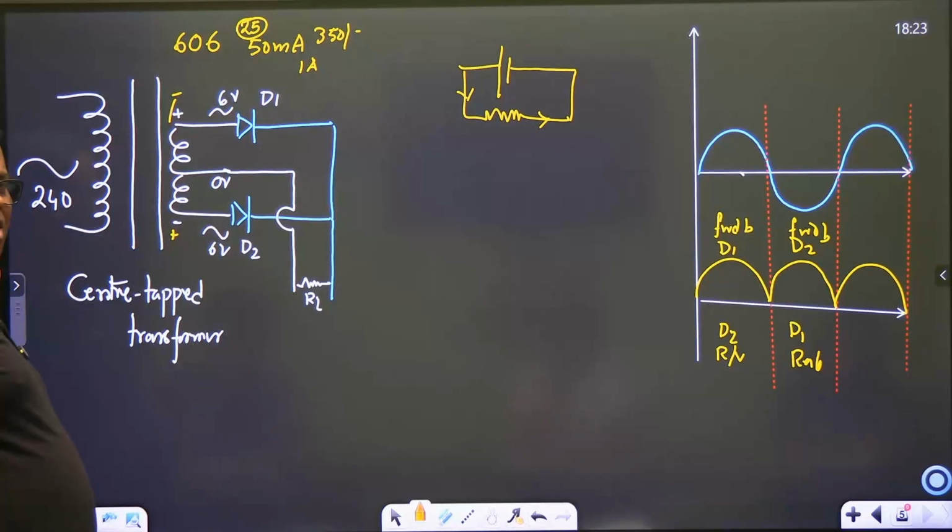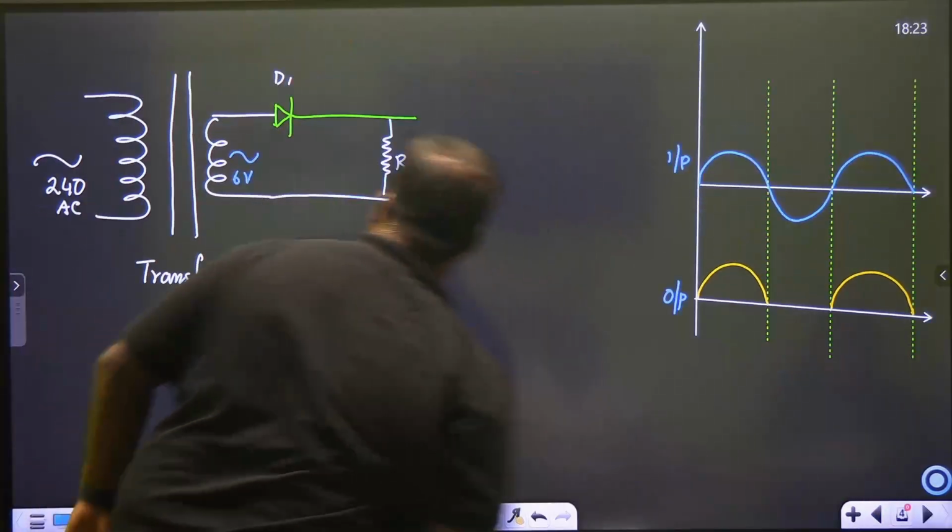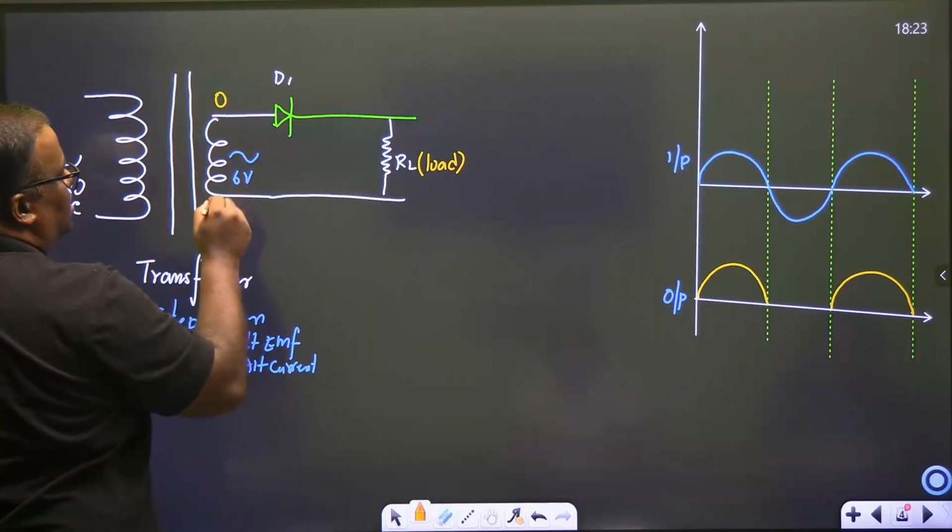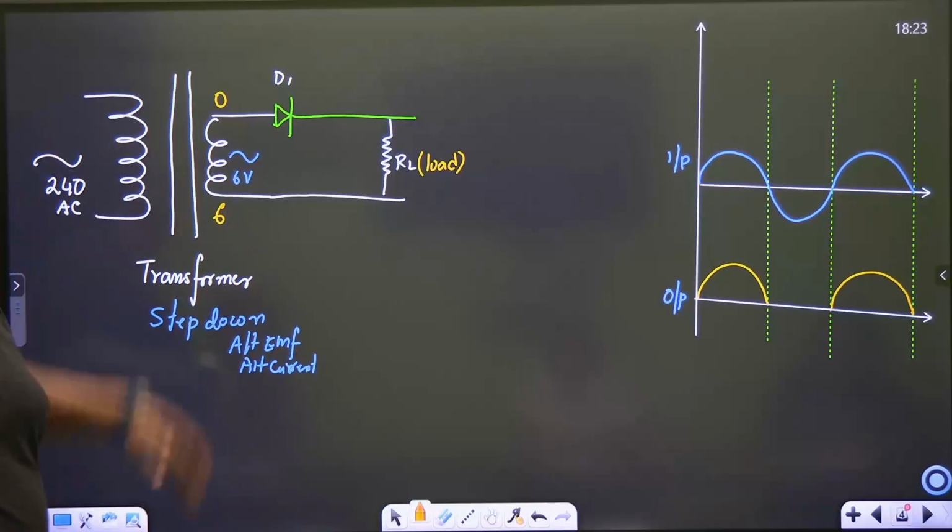606. Similarly, for a 3 volt application, what is my transformer? 303. 9 volt, 909. What was the previous transformer? 012. 06. Because it has only one output. This transformer will be sold in the market as 06 or a 03.